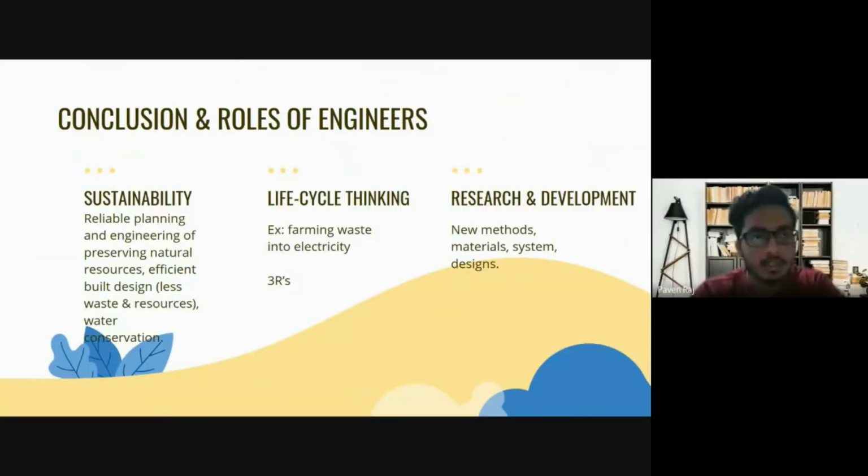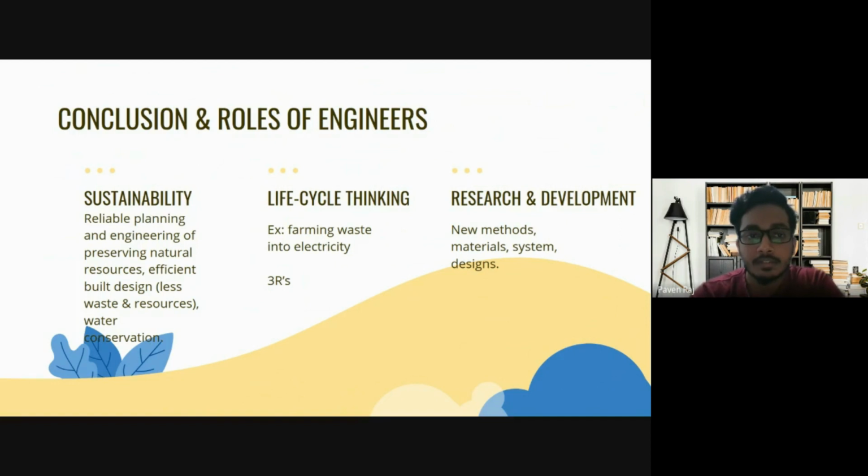Thank you, groupmates. Let me conclude and explain a bit about the roles of engineers. First of all, engineers are very responsible for creating sustainability. Reliable planning and reliable engineering is required whenever we want to preserve natural resources and create efficient building designs to use less material, less labor cost, as well as to reduce waste production. Last but not least is to create new methods and new ways to conserve water, on how to save water and how to filter water.